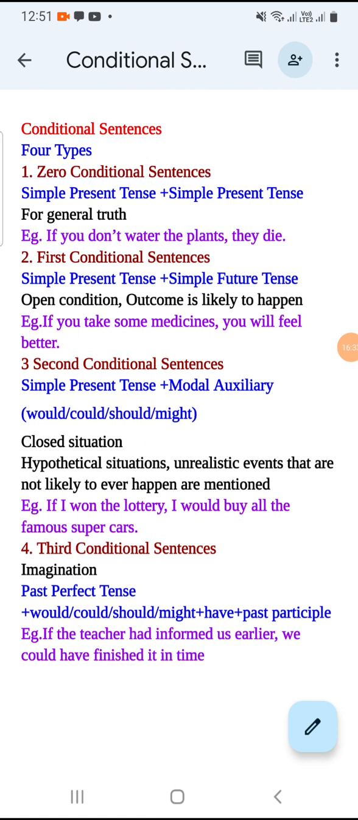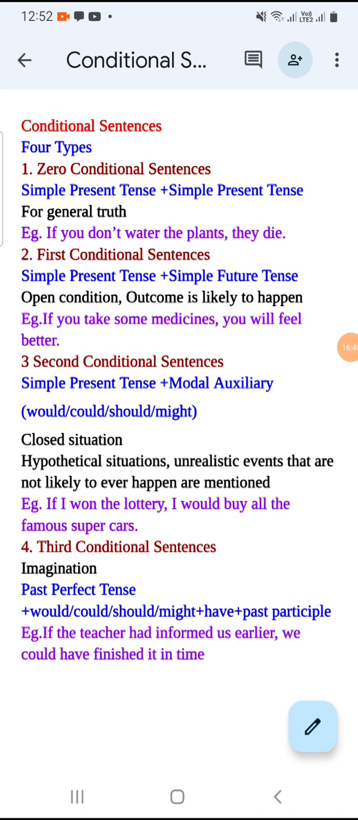First is simple present, no will and shall can be used in the beginning if clause, and then it will be followed by, of course, sometimes will, sometimes shall, sometimes can, and sometimes may, right? So I think you must have got it.